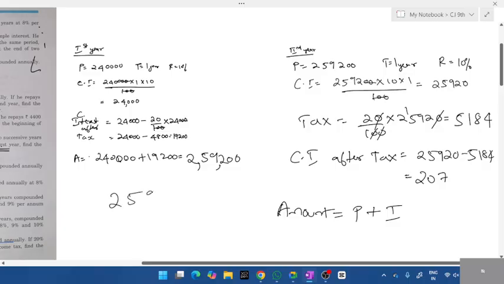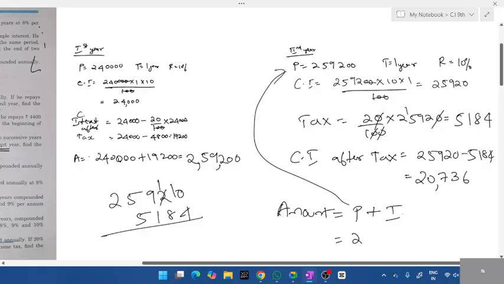Last number should be 6, right? When you reduce 10 and 4, it should be 6. Okay, 20,736. Okay, so last principal, take the third year principal. Don't go back to first year. You are calculating third year, so you're supposed to take this principal.